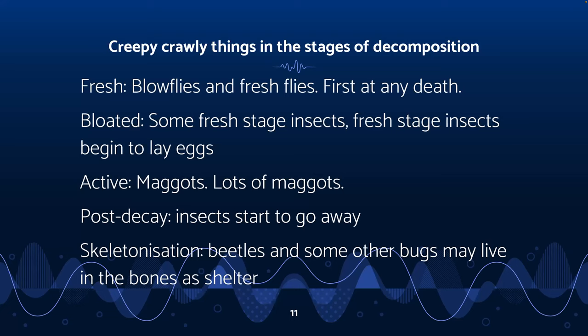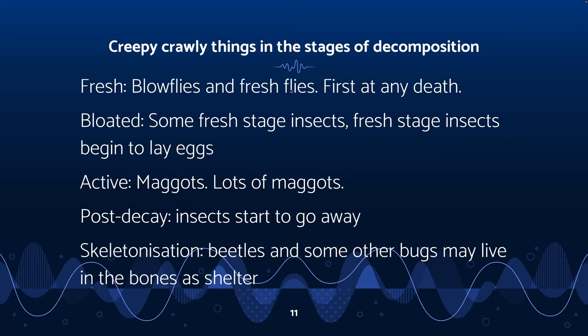But after the active stage, the next stage is post-decay. In post-decay, these insects start to go away because the body loses a lot of its mass, the flesh, body fluids and stuff like that. So a lot of the insects don't have things to feed on. And then afterwards, with the skeletonization, there are the bones, and they're just there for shelter at this point. They can't really feed on them.